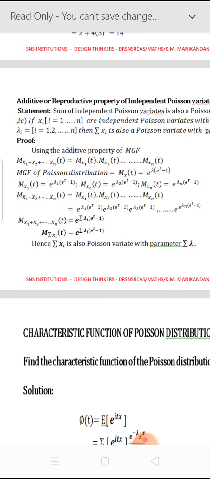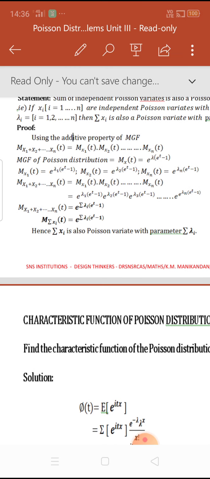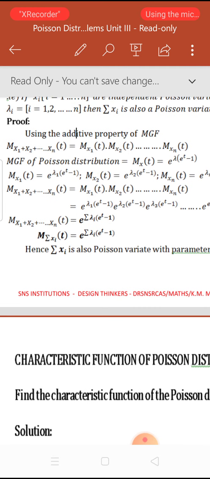We use the additive property of the moment generating function, that is, the moment generating function of the sum of independent random variates: m of x1 plus x2 plus up to xn of t equals the product of the moment generating functions of the independent random variates, that is, mx1 of t into mx2 of t into etc. mxn of t. We know the formula for the moment generating function of the Poisson distribution: mx of t is equal to e power lambda into e power t minus 1. We apply this result for the independent random variables x1, x2, x3, up to xn respectively.